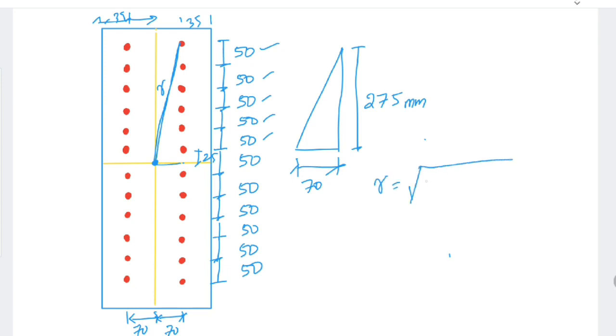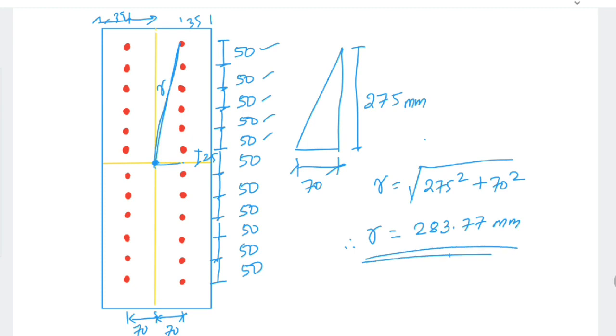Okay, it is nothing but square root of 275 square plus 70 square. So when you calculate, you will be getting 283.77 mm. The radial distance of the extreme bolt to the center, or CG, of the bolt group is equal to how much? R is equal to 283.77. So here this is all about the value of R.